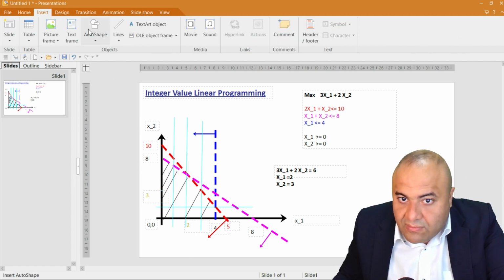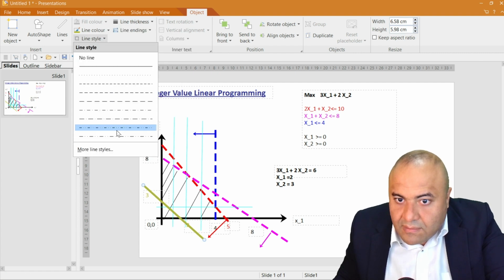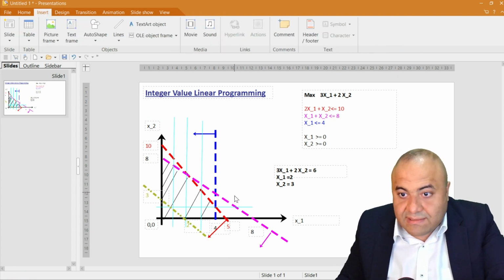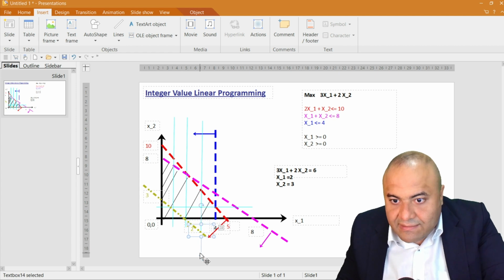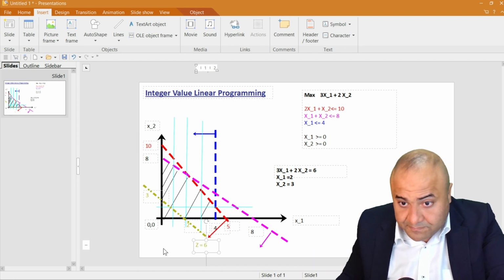So the line of this is going to be this line, which extends, so just give it, yeah, this way. So this is the first possible solution, and we have to say that it happened at, well, you can call it z equals 6.